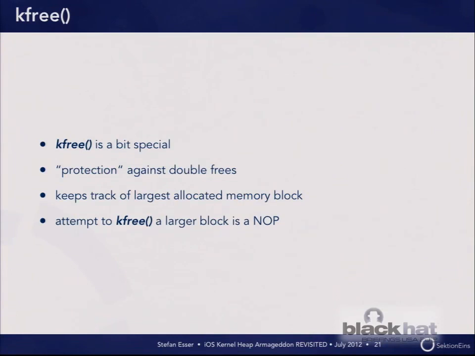Okay, so like I said before, there's kalloc and there's kfree for freeing the memory again. And there's some kind of protection in this whole kfree code path because, in the end, when it frees memory, it keeps track of the largest allocated memory block. Actually, the memory allocator below that, kmem_alloc, is doing that. And if you try to free something that is larger than this block, this is just a no-op. So it will just be ignored. This will also not crash. I think it increases a counter inside the kernel, but I don't think anybody cares about this counter.